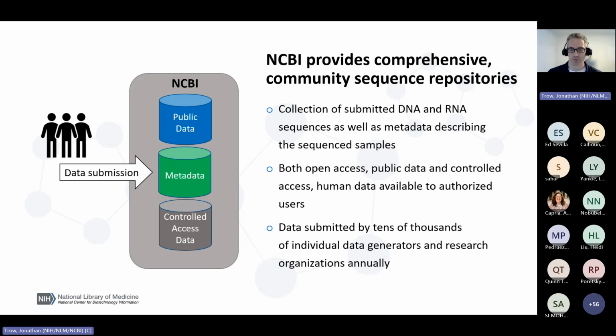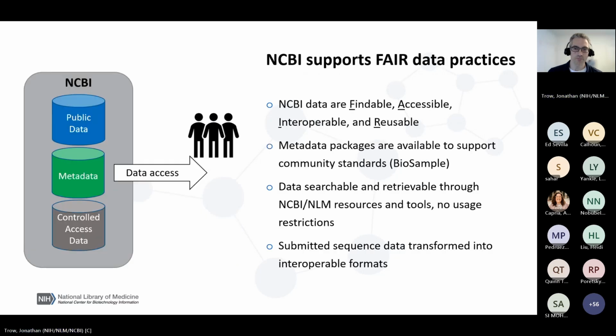So we have a collection of submitted DNA and RNA sequences, as well as the matching metadata describing those sequence samples. We store both open access public data that anyone can access freely at any time, as well as controlled access human data that's available only to authorized users. And our data is submitted by tens of thousands of individual data generators and research organizations annually. So it's a lot of sequence data, providing a lot of context.